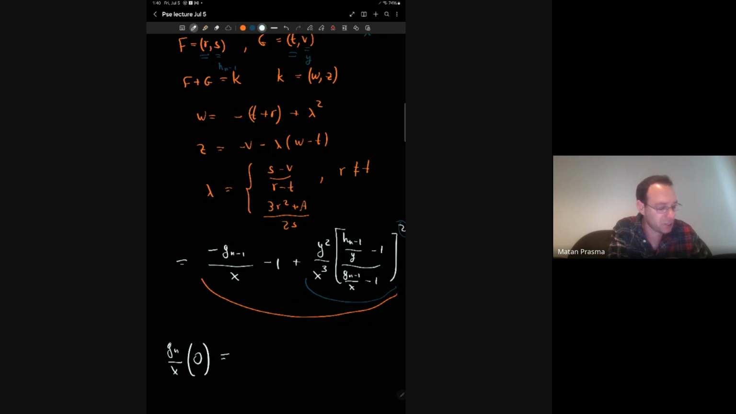now by induction, gn minus 1 divided by x evaluated at O is 1 over n minus 1 squared. So I get the first term is minus n minus 1 to the minus 2. The second term remains 1. I evaluate at O, I get 1 minus 1. And then y squared divided by x cubed evaluated at O is what? You remember? I have what is y squared divided by x cubed evaluated at O.